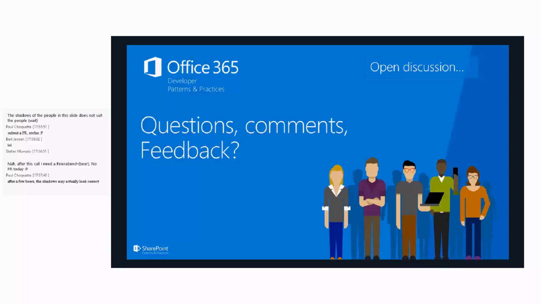Seems to be that Stefan and guys are talking about beers. And talking about the shadows which are not aligning on the people on the slide. Yeah, that is a fair point. Maybe we should get a pull request and prioritize that as a step one to get fixed.